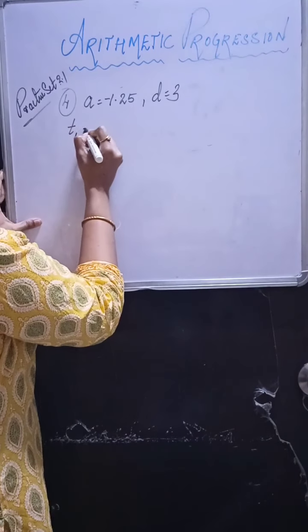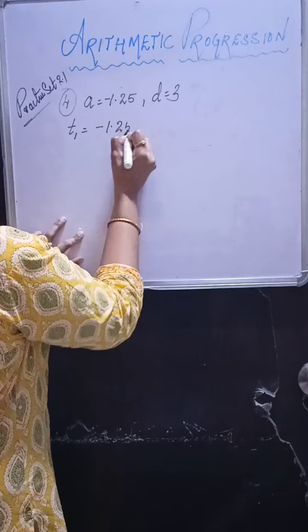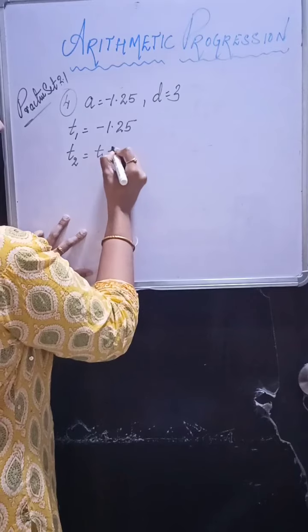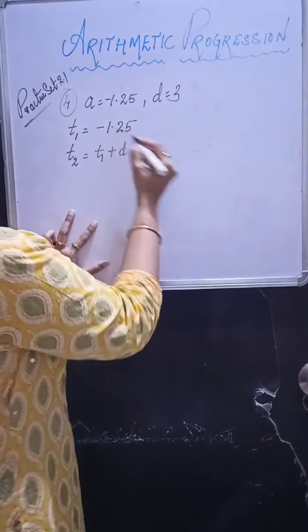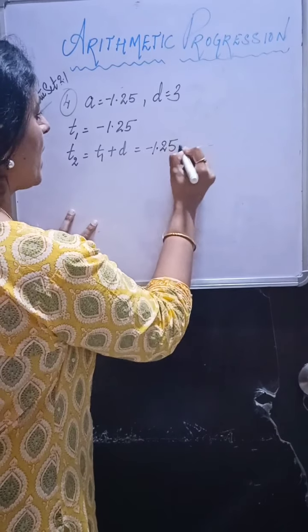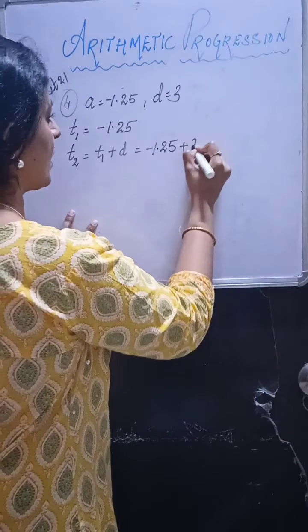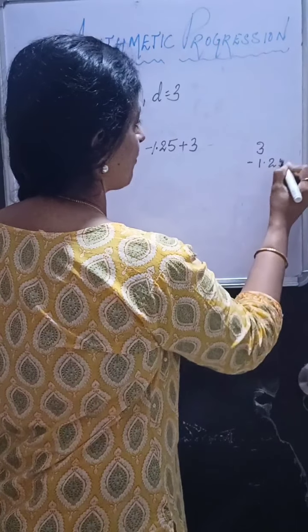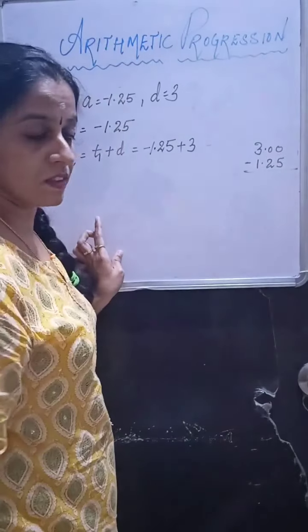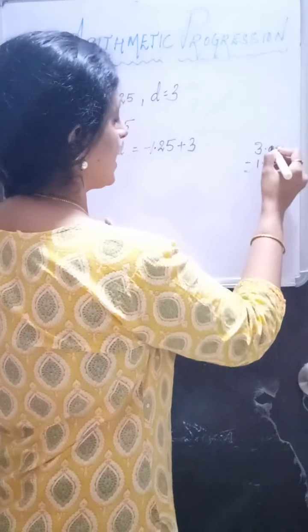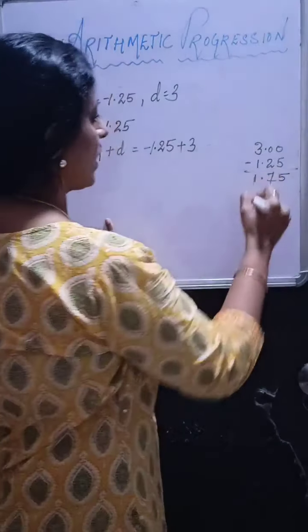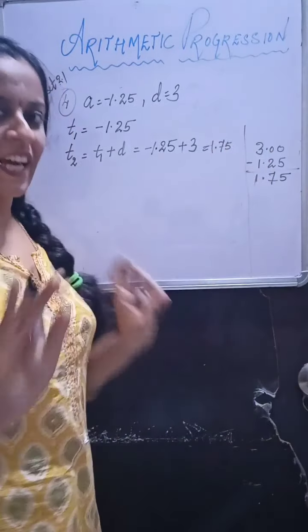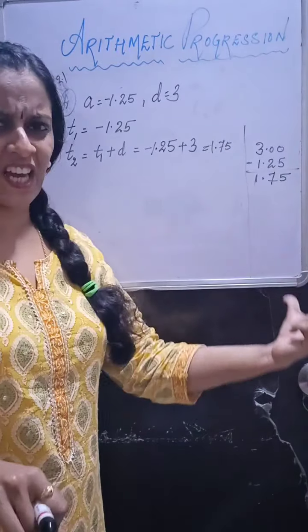So, first term A is equal to minus 1.25. T2 will be T1 plus D, which is equal to minus 1.25 plus common difference, given as 3. Subtract 3 minus 1.25. Put 0, 0. 10 minus 5, 5. 9 minus 2, 7. And 2 minus 1, 1. So you are getting it as 1.75. I know you can do directly, but to be double sure, I do the working and check.